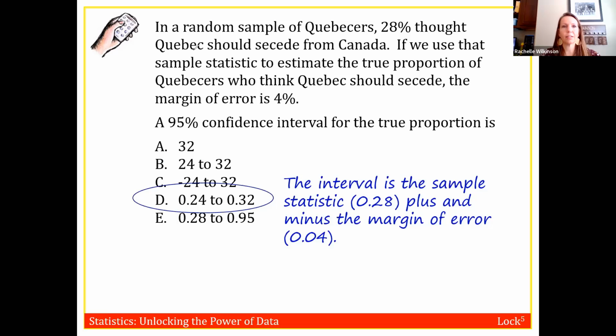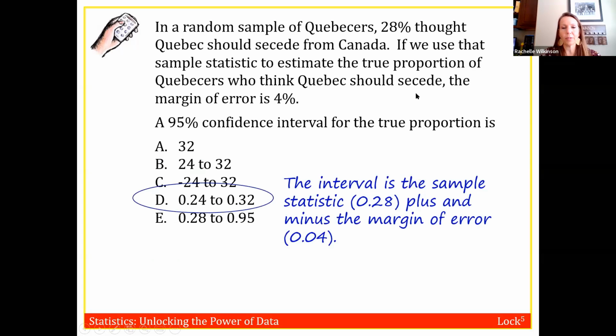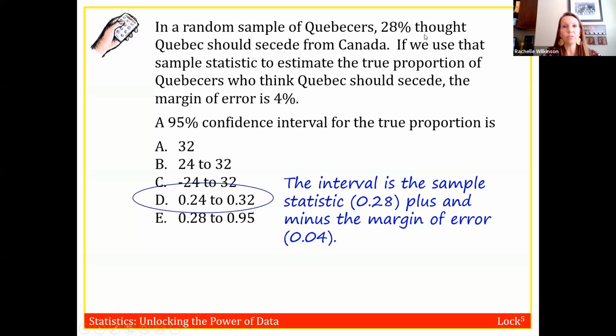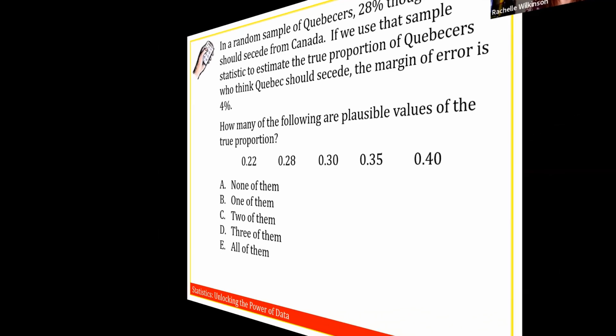Okay, next question. So remember your interval from the last one. So I'll go back up there. The interval went from 0.24 to 0.32. So keeping that in mind, how many of the following are plausible values for the true proportion?